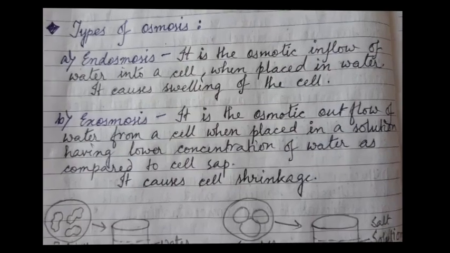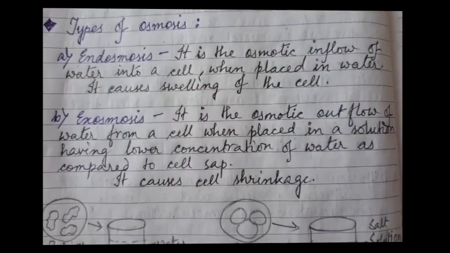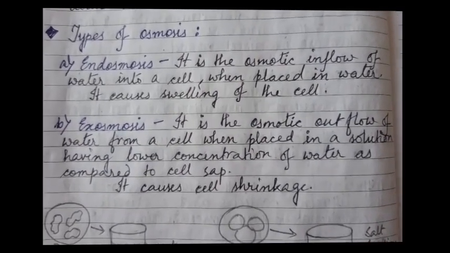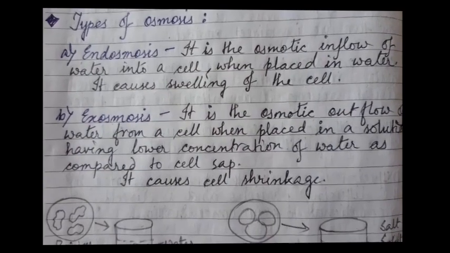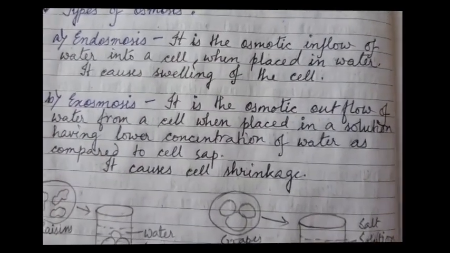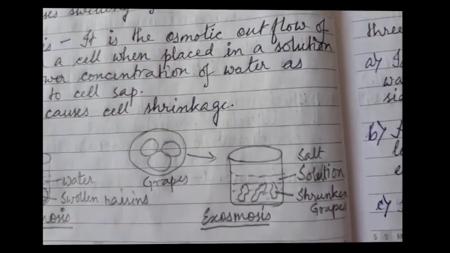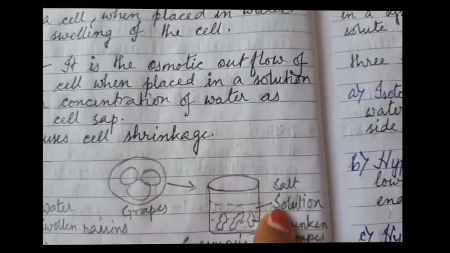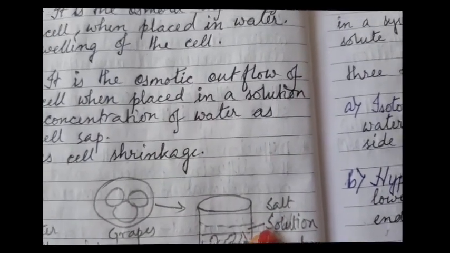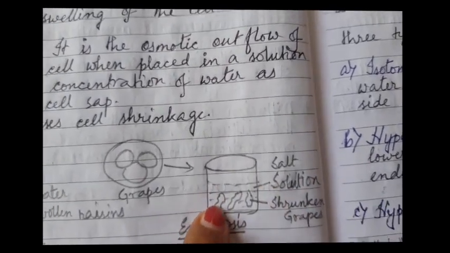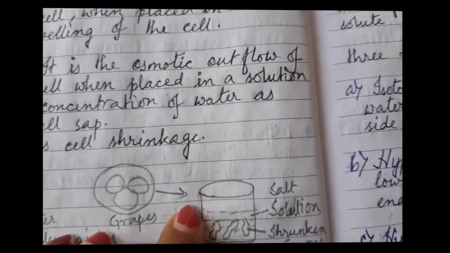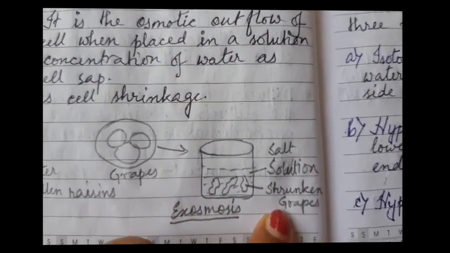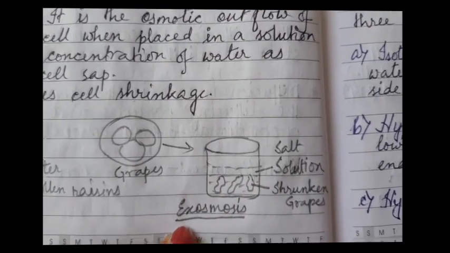In case of exosmosis, it is the osmotic outflow of water from a cell when placed in a solution having lower concentration of water as compared to the cell sap, which causes cell shrinkage. Here we have taken some grapes and put them in a salt solution. The concentration of the solution was more, meaning water was less. So water from the grapes has passed outside and made the grapes shrink. So the process here is exosmosis.